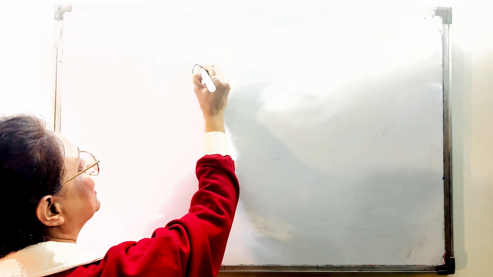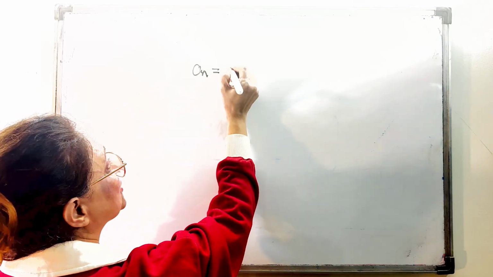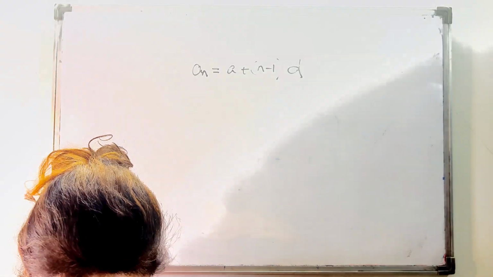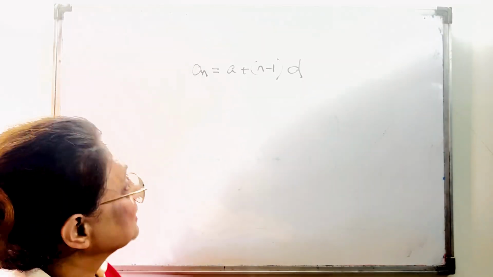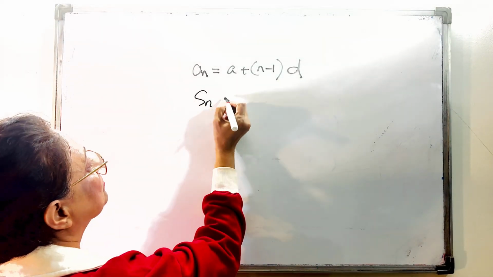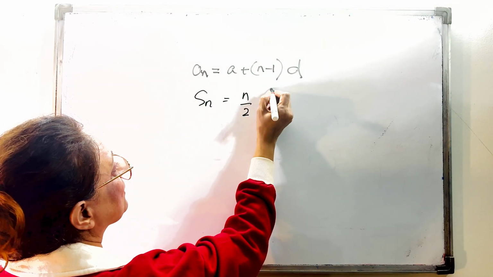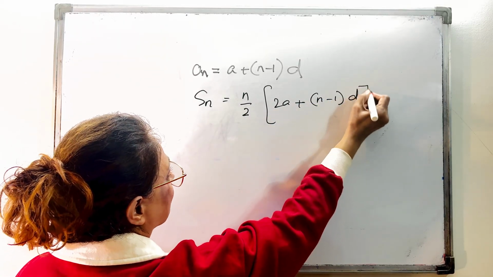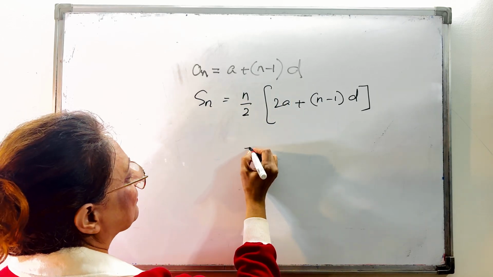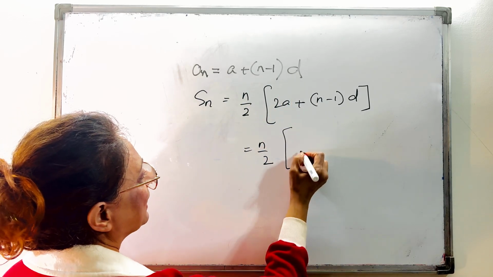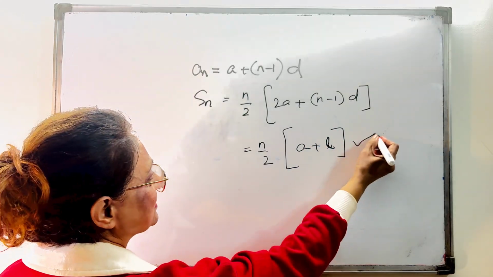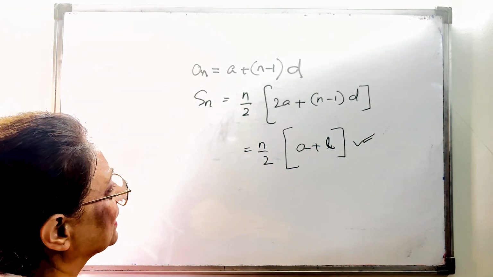So the nth term is a plus n minus 1 times d, correct? And the sum of n terms is n by 2 times 2a plus n minus 1 d. Also, this is n by 2 times a plus last term L. This makes it easier sometimes. Okay.